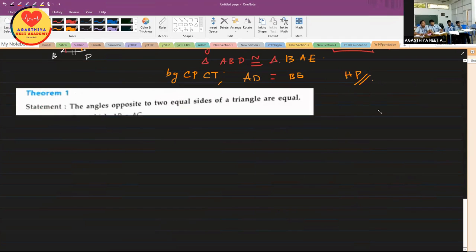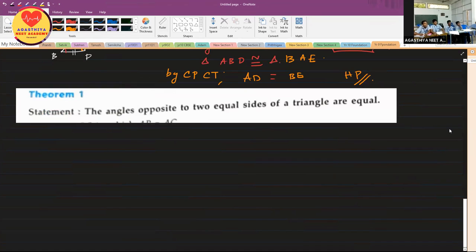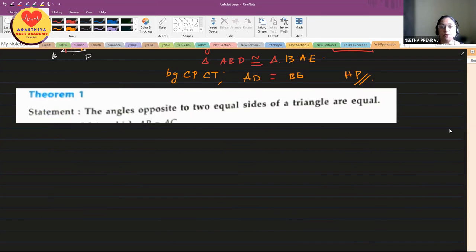This is another theorem: the angles opposite to two equal sides of a triangle are equal. How do we prove it? So what is given? You have to write the proper given, which is very, very important. There is a triangle.